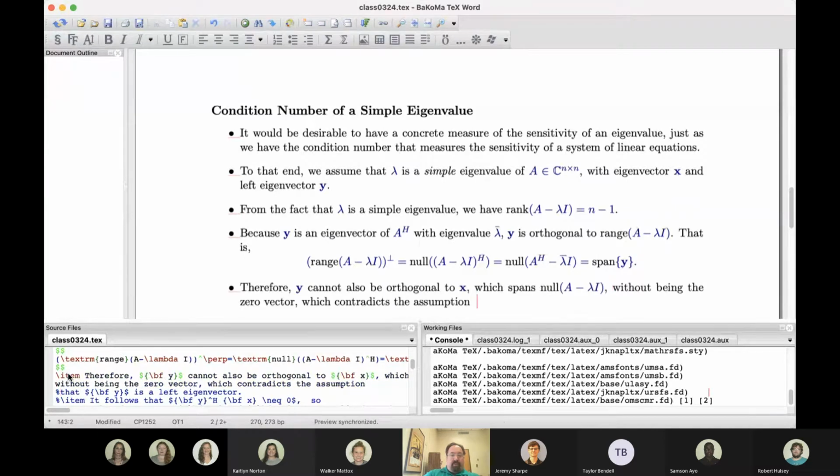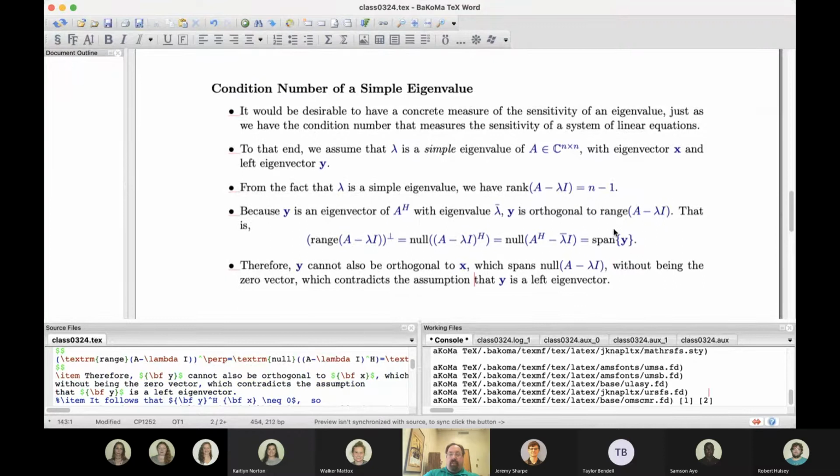So the reason why I'm going through all that is, if y is orthogonal to this whole space, which has dimension n minus 1, this range, it cannot also be orthogonal to x, because x defines a null space of A minus lambda identity. So if y is orthogonal to both this space and this space, it must be orthogonal to all of Cn.